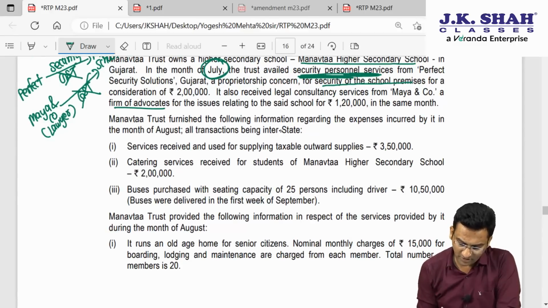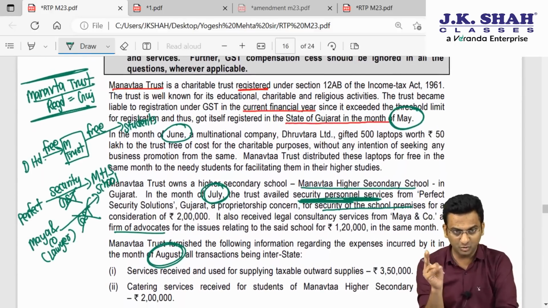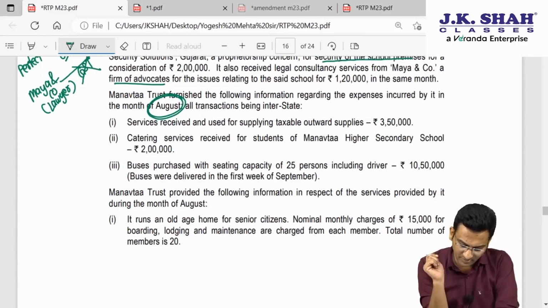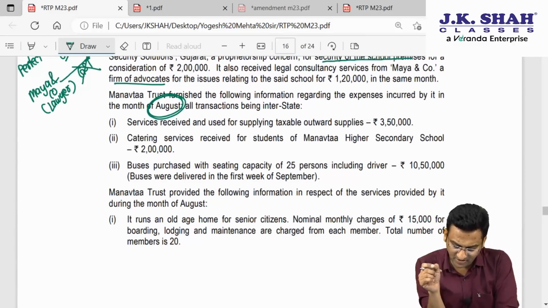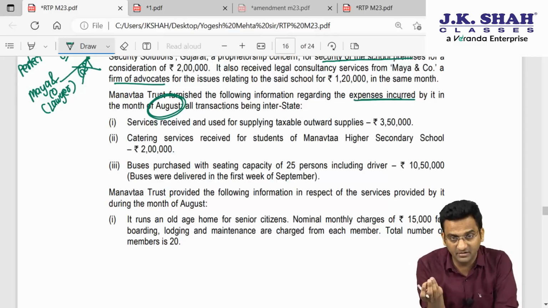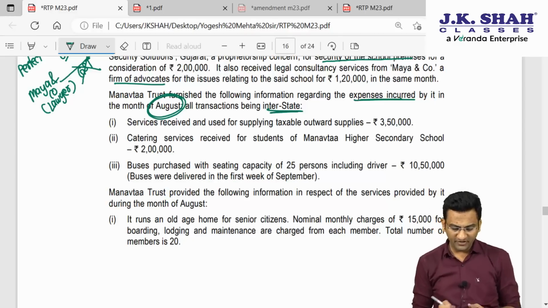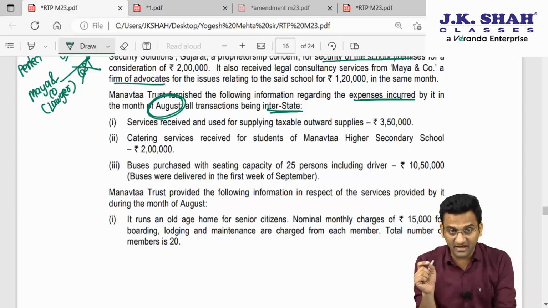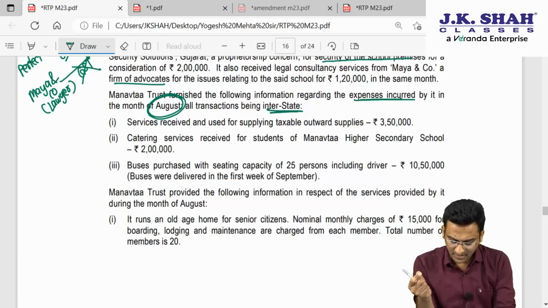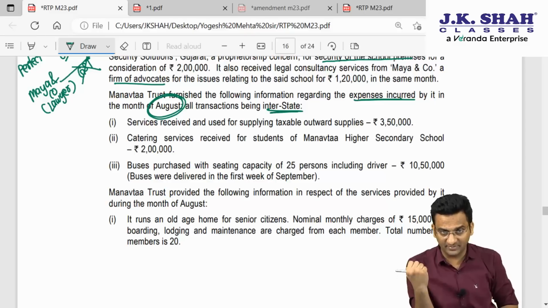Manavta Trust furnished the following information regarding the expenses incurred by it in the month of August. The fourth paragraph relates to the month of August, after May, June, and July. So these are the expenses incurred by it in the month of August, all transactions being interstate. First, services received and used for supplying the taxable outward supply.